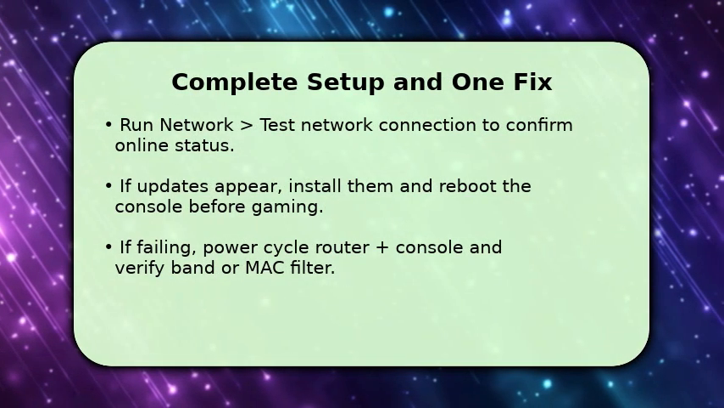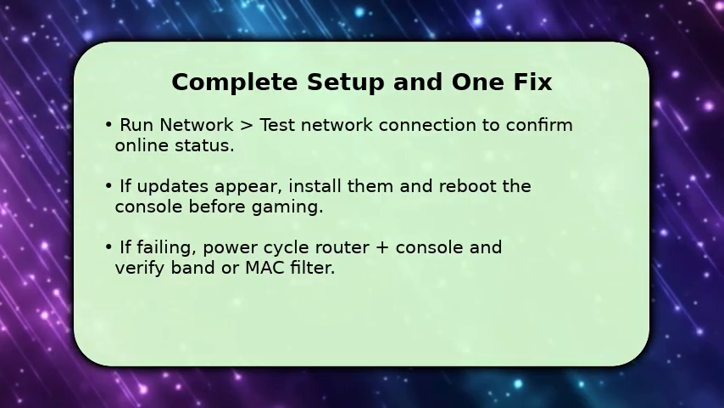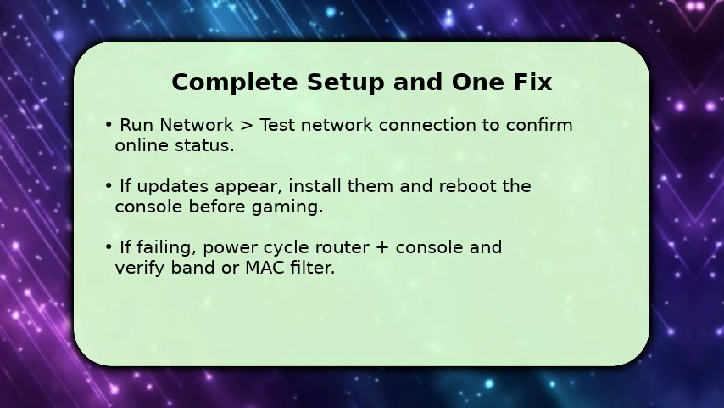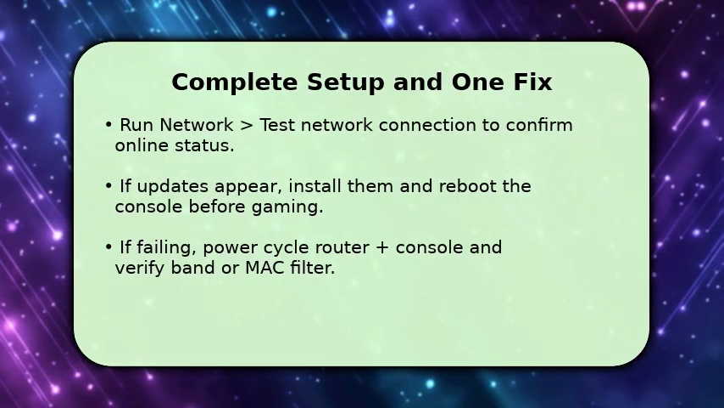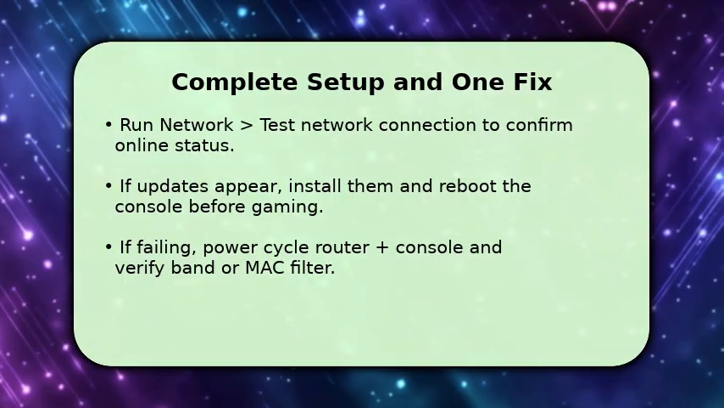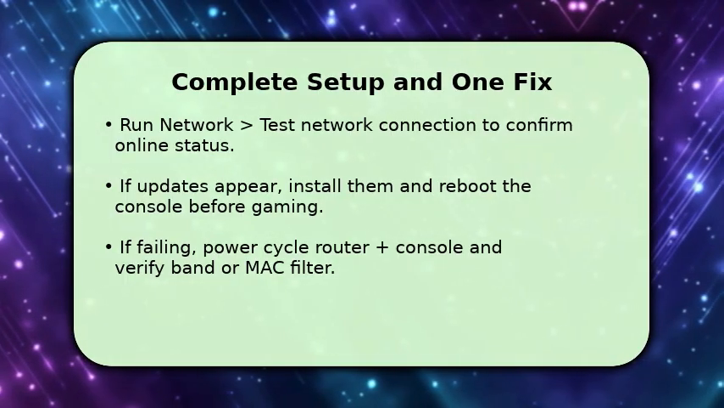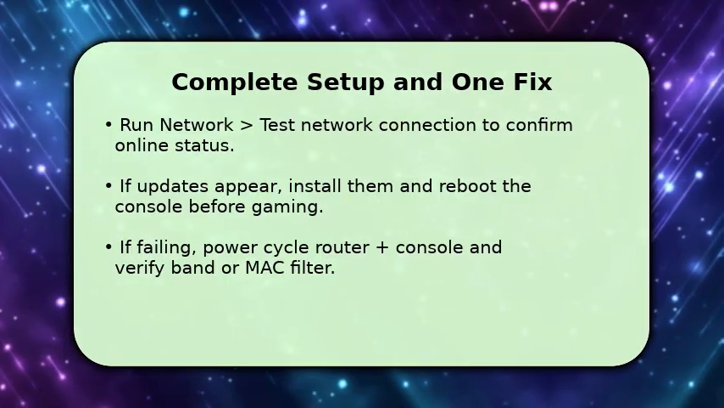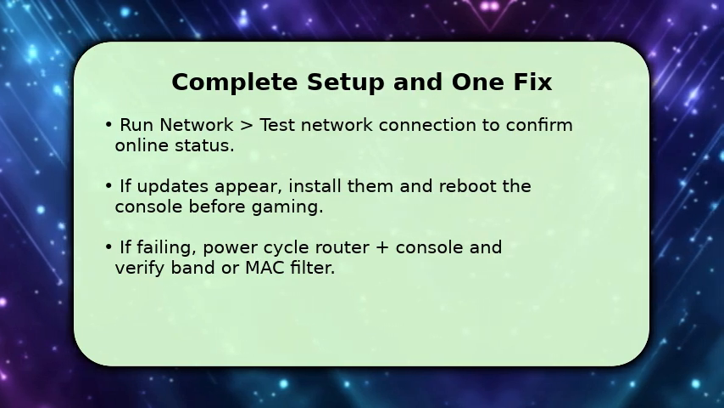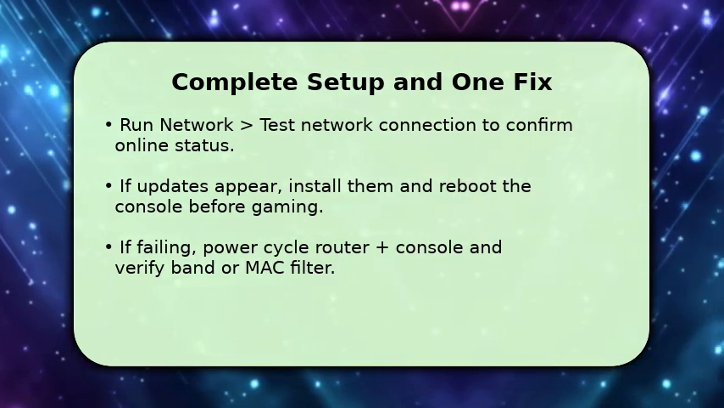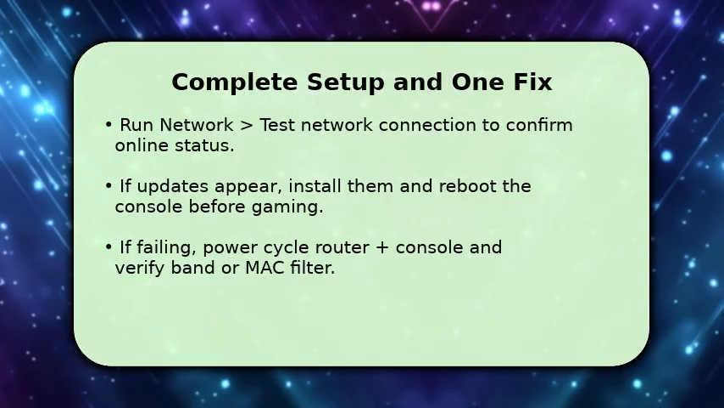If the test reports successful but you still have issues, install any pending system updates and reboot the Xbox to clear caches. One key troubleshooting tip: if the console won't connect, power cycle the router and the Xbox. Unplug each for 30 seconds, then restart the router first and the Xbox next. Also check the router's band. Try the other band, signal strength, and any MAC.